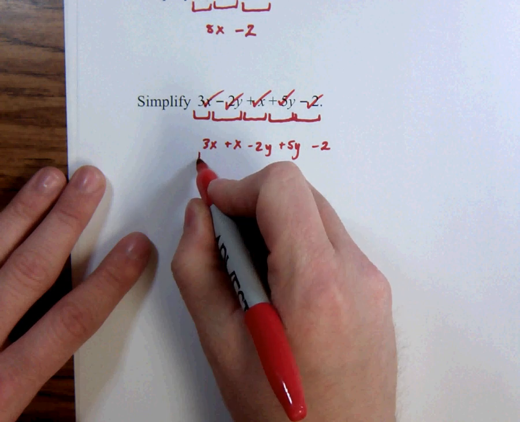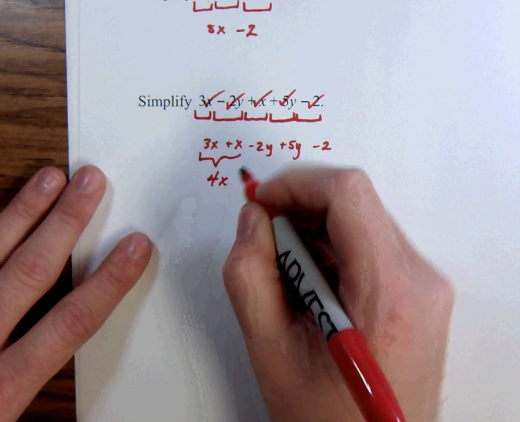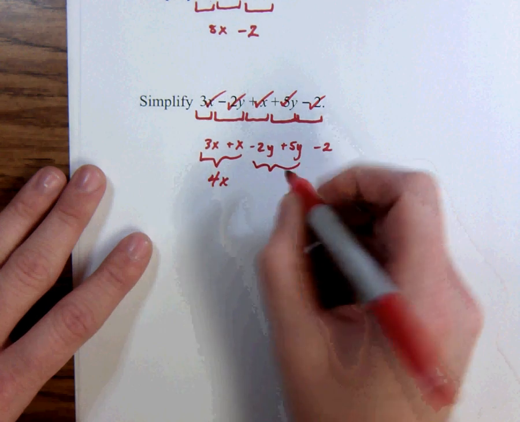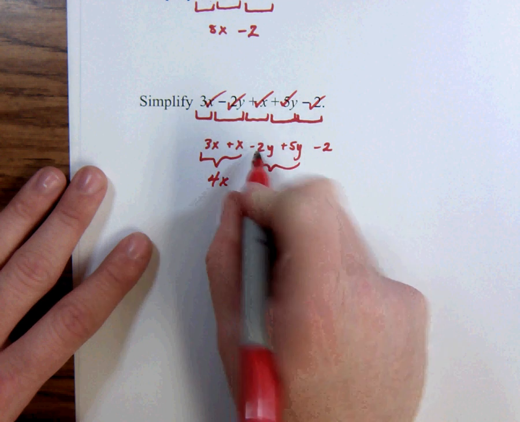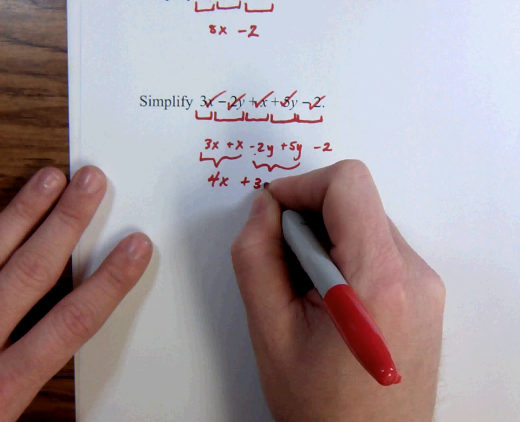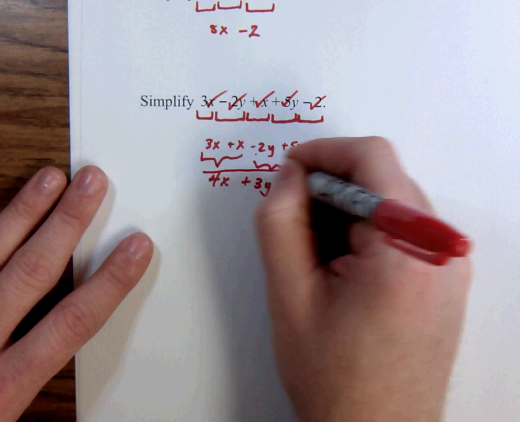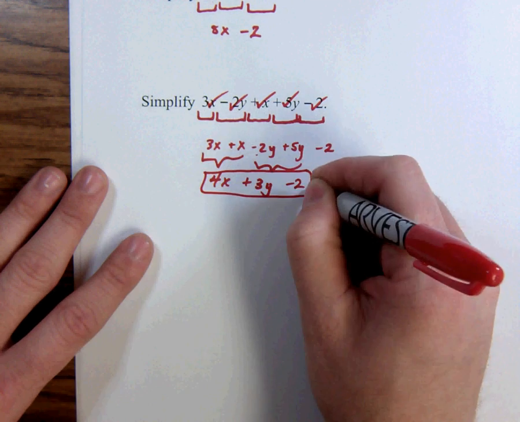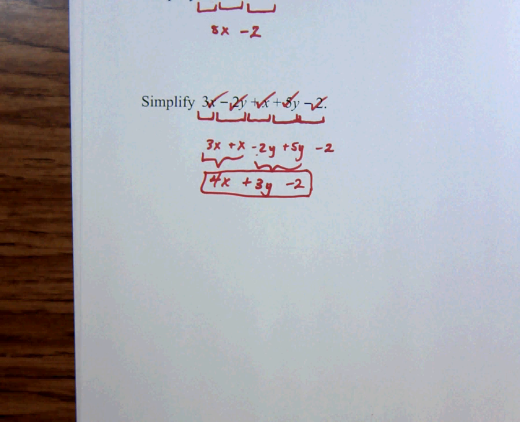Combine the like terms, so I can combine these terms. 3x plus x, that's a total of 4x's. Negative 2 plus 5. Well, this is the same thing as 5 minus 2, so that's going to be a total of positive 3. So 3y minus 2. So this is 4x plus 3y minus 2, and that's it.